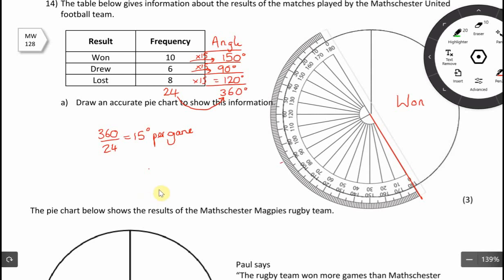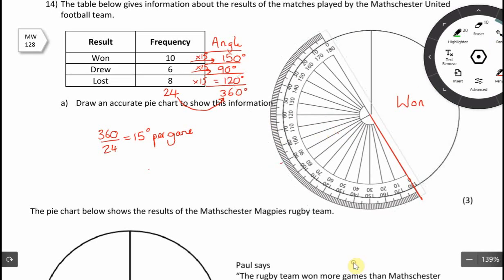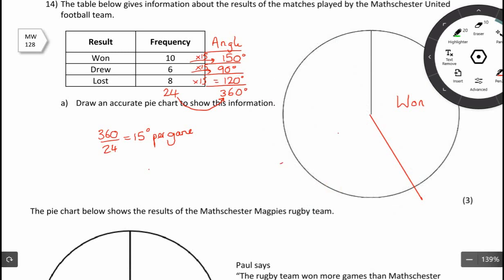There we go. And the final sector, if we've done it right, should be 120 degrees. Now, I'm not going to measure it because you've seen what a pain that is, but it looks to be 120 degrees to me. So the last thing I need to do is just get rid of that and draw in that final line. There we go.